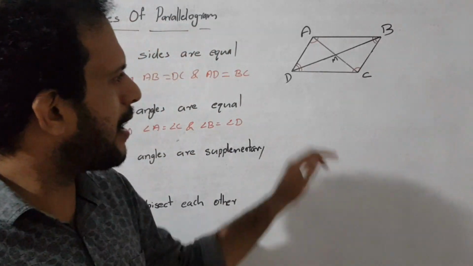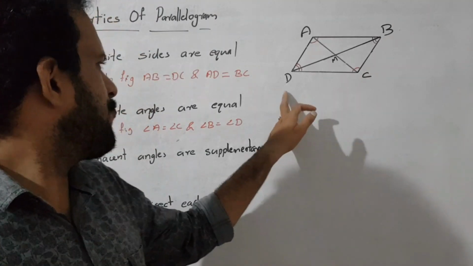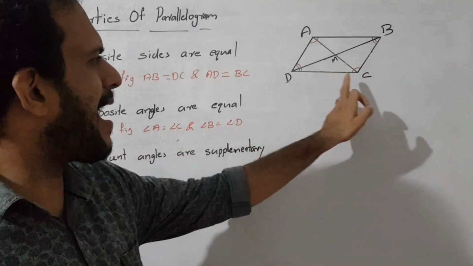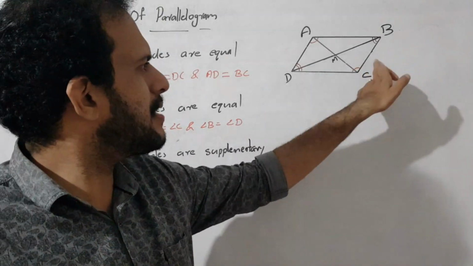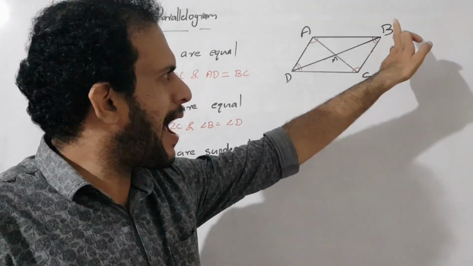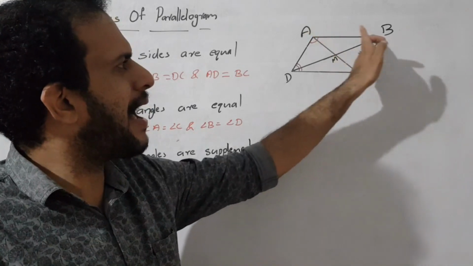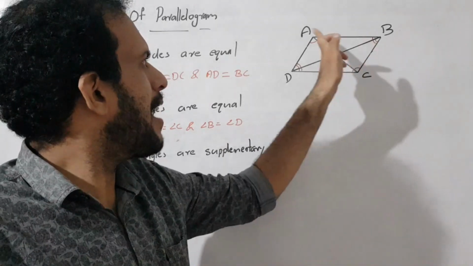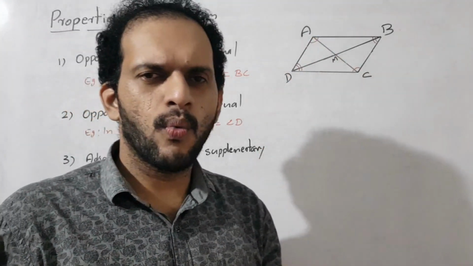The angles on either side of DC are angle D and angle C, correct? So the property says adjacent angles are supplementary, meaning angle D plus angle C is equal to 180. Okay, and if we consider BC, what are the adjacent angles? Adjacent angles are angle C and angle B. So angle B plus angle C is also 180. Then angle A and angle B are adjacent, so angle A plus angle B is equal to 180. Angle A and angle D are adjacent, so angle A plus angle D is equal to 180.